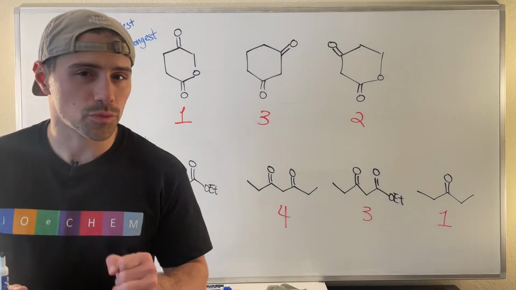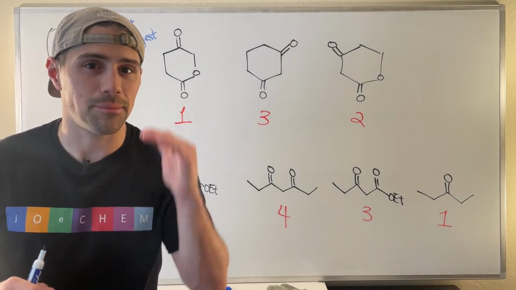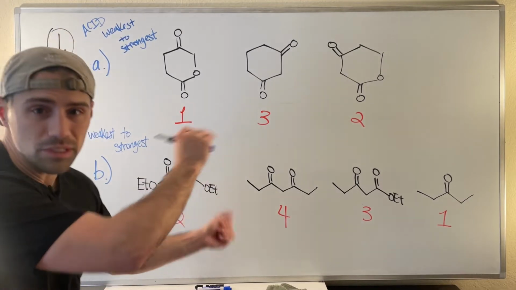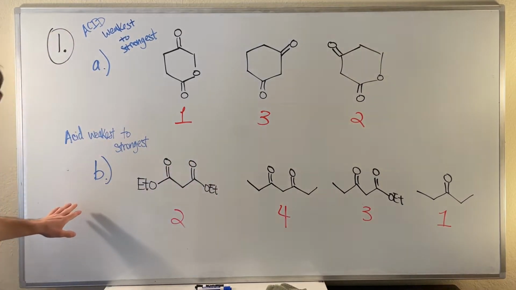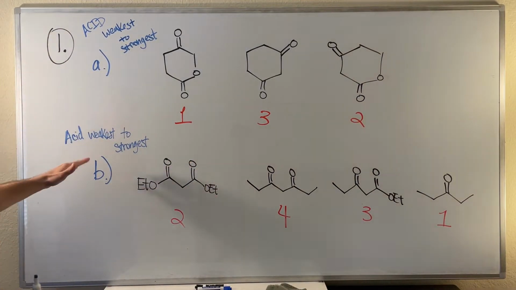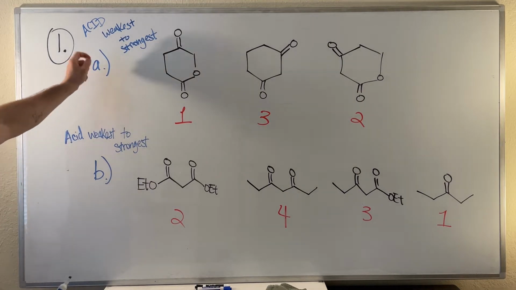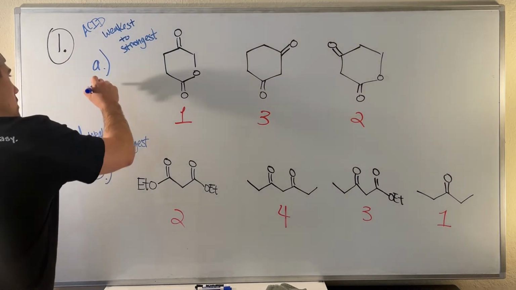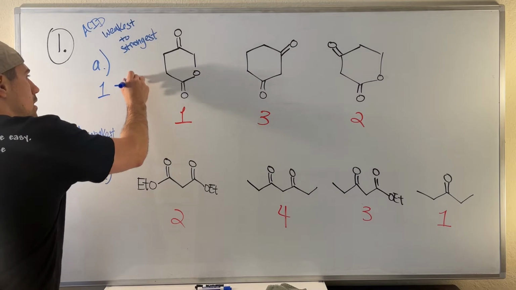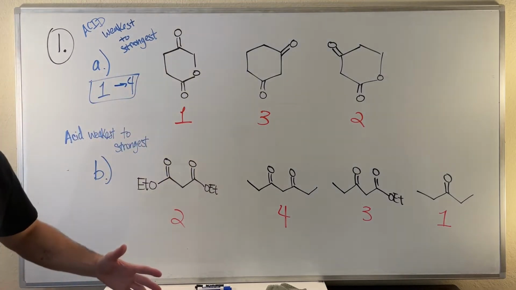Okay gang, to start this worksheet off in problem 1, we have A, B, and C. And because I'm limited on real estate, we have problems A and B here. And what we have going on in both A and B is we're going to rank these acids from weakest to strongest, giving 1 to the weakest acid and 4 to the strongest acid.